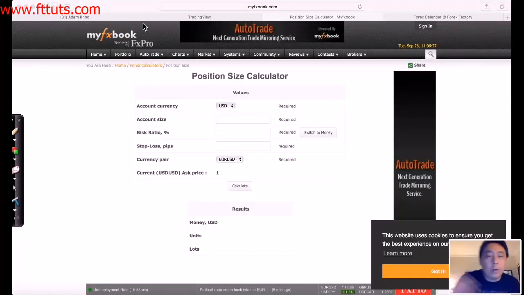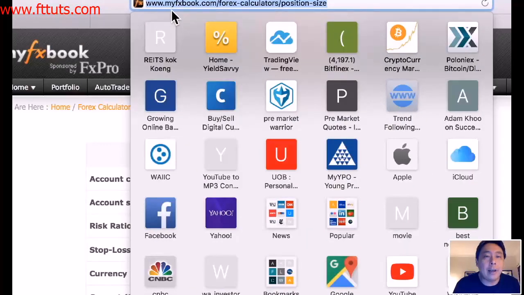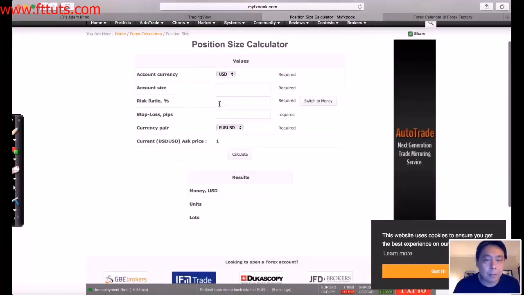Alright, so this is just one of the many position sizing calculators that you can use when you are calculating your position size. And again, I tend to use the one that I download on my phone app, but I'll show you the one on one of the websites. So if you go to myfxbook.com/forex calculators position size, okay, just simply do a Google search for forex calculators position sizing, you get something like that.